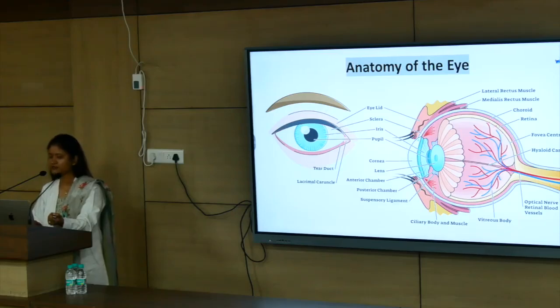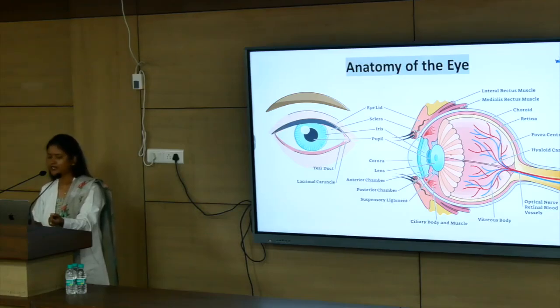The retina consists of specialized cells known as photoreceptors along with the retinal pigment epithelium. The optic nerve is the second cranial nerve of the body, and it carries visual sensations from the eye to the occipital cortex in the brain through a specialized pathway known as the visual pathway.